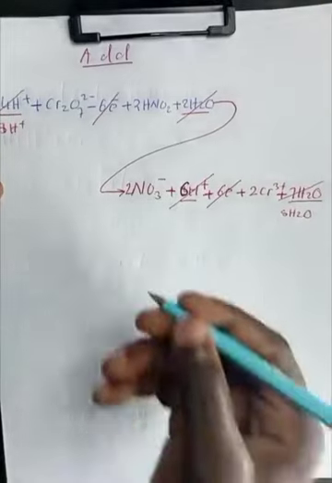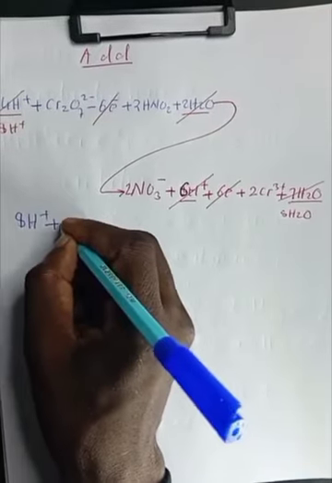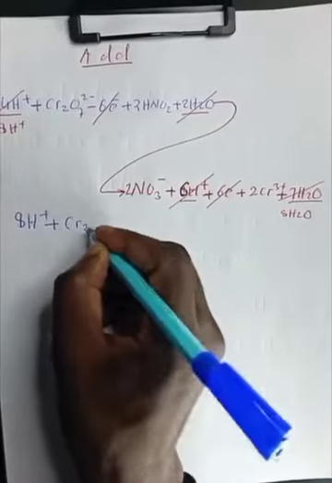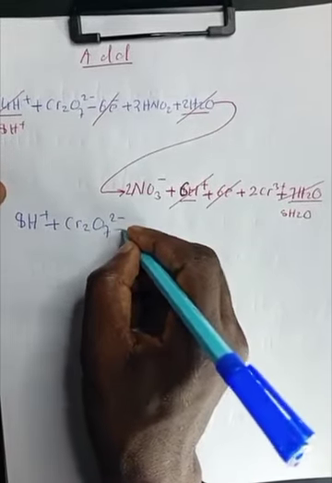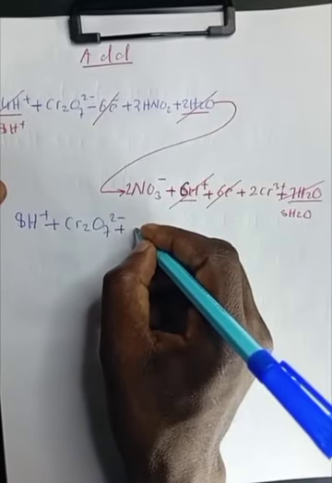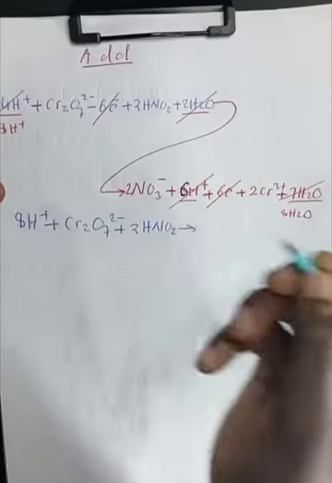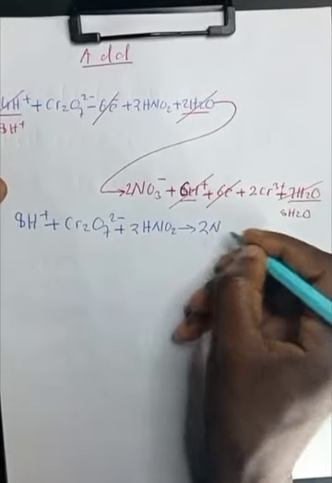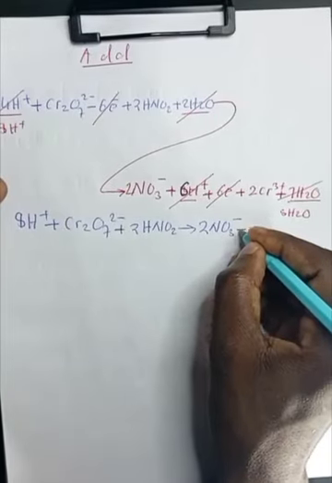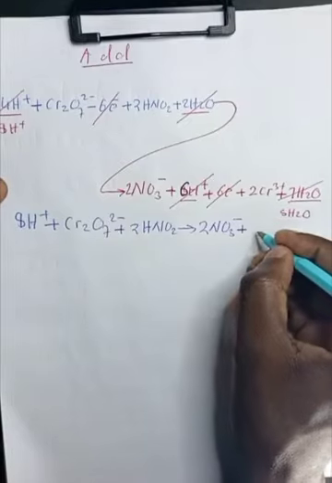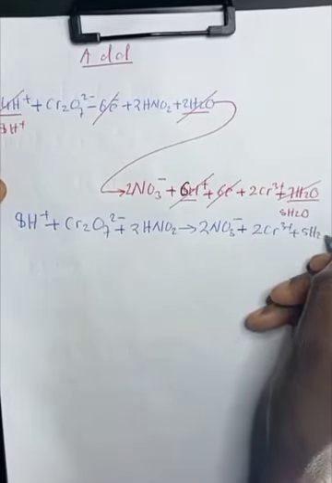So what we do now is to rewrite. This is now 8 hydrogen ion plus Cr2O7 2 minus, then plus 2HNO2, giving us 2NO3 minus, then plus 2Cr3 plus, then plus 5H2O.